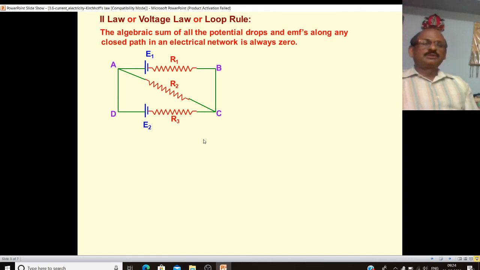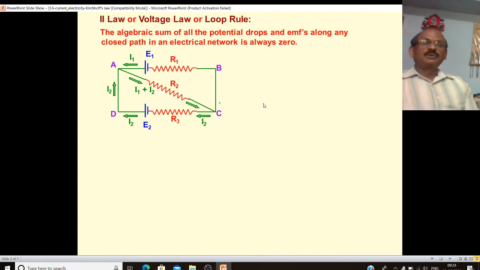Here just see an electric circuit, a combination of cells and resistors. It is very difficult to say which one is in series and which one is in parallel. But by using Kirchhoff's rules, we can solve such problems very easily.